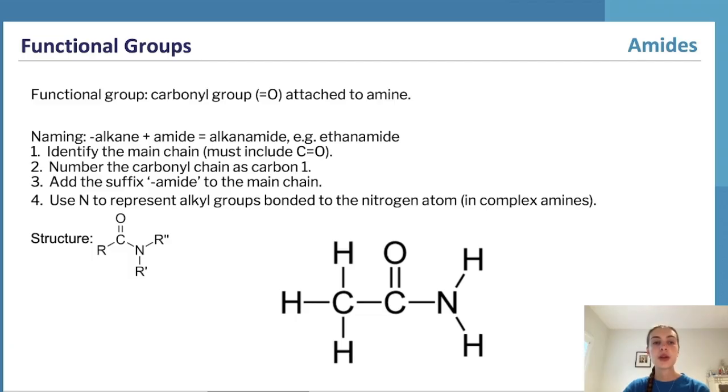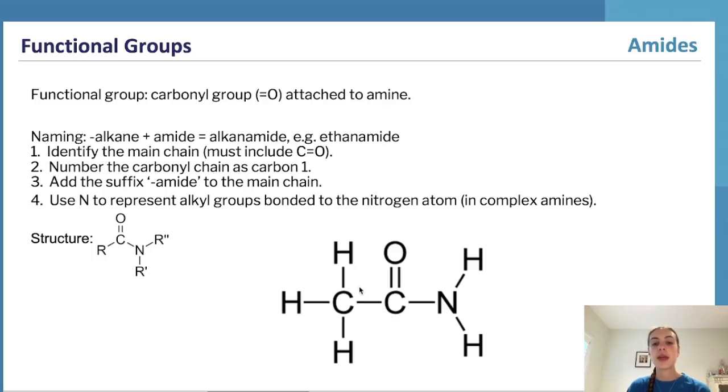Our next functional group we're going to look at is amides. So amides have a carbonyl group attached to an amine molecule. And so the way which these are named is we have the name of the alkane plus amide. And that makes it an alkanamide. So for example, ethanamide.